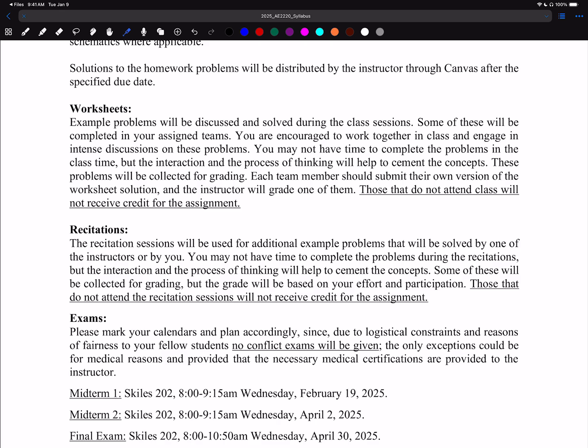If you do reach out to me, then we'll work something out. Now, the recitation sessions are going to be used for additional example problems that will be solved by the TA specifically in this class and by you. The TA will solve maybe 2 to 3 examples, and then a third or fourth one will be solved by you, and you'll upload a scan of that to Canvas. That will give you a grade, primarily focused on participation and attendance. Like I said, the grade is based on your effort and participation, not whether you get the example correct. If you don't attend the recitation session, you're simply not going to get credit for that assignment.